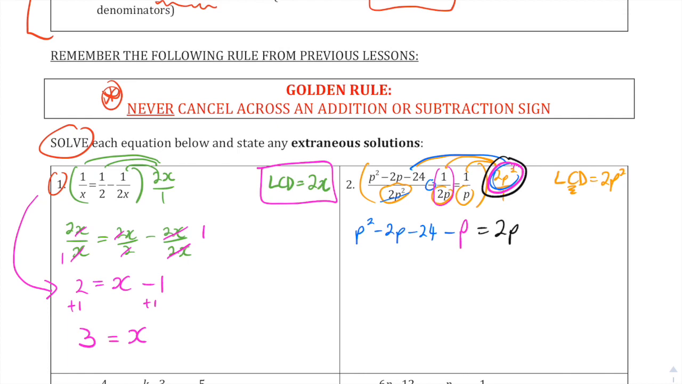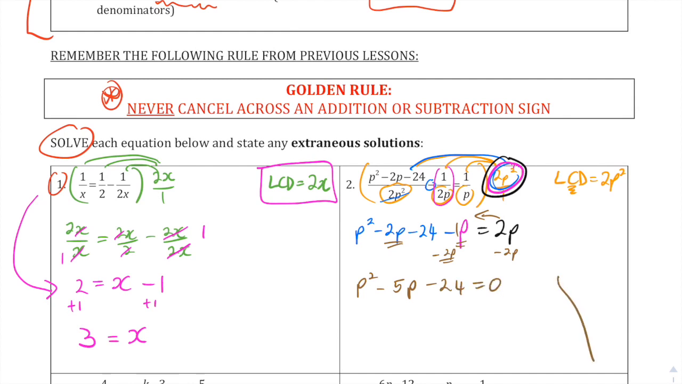What I'm left with in this case is a quadratic equation because we have a p squared, and so to solve that I'm going to equate to 0 first. So p squared, I'm moving the 2p to the other side by subtracting 2p, and then I'm going to have p squared minus 2p minus another 2p minus 1p, and we will get minus 5 minus 24 equals 0.